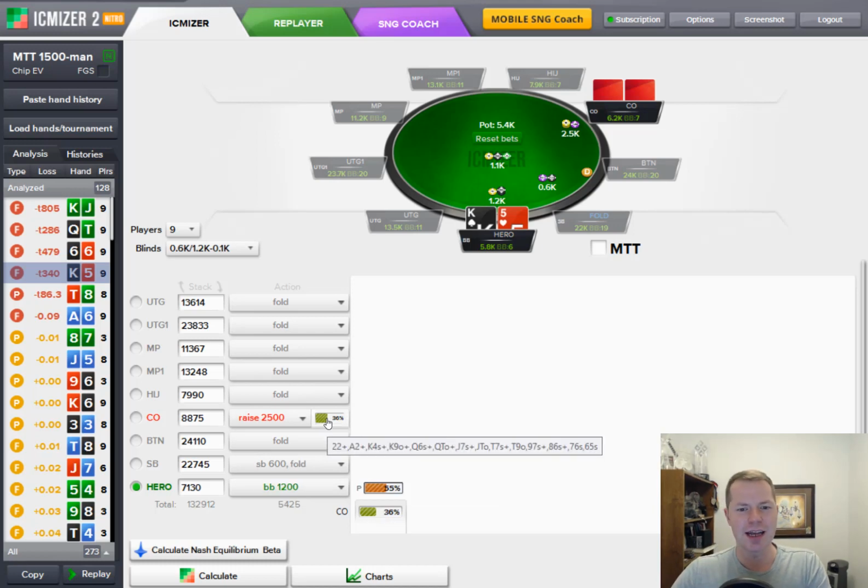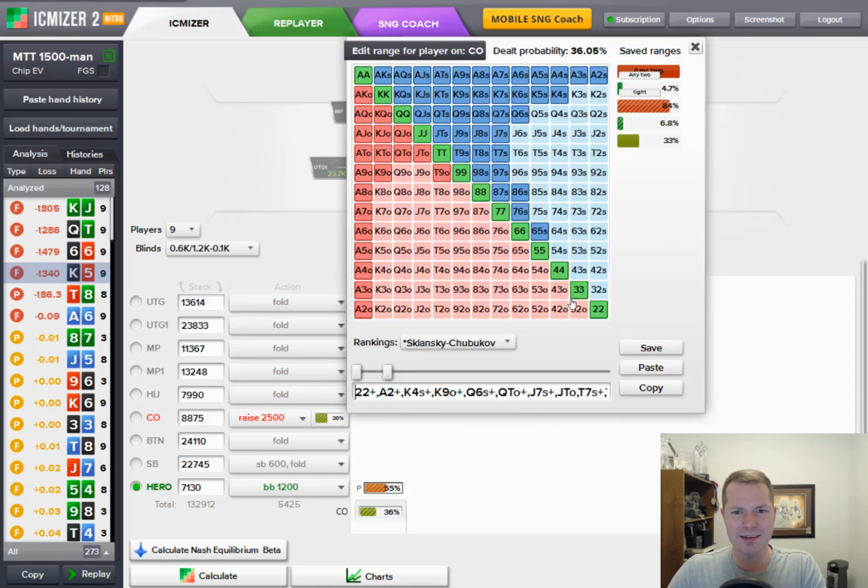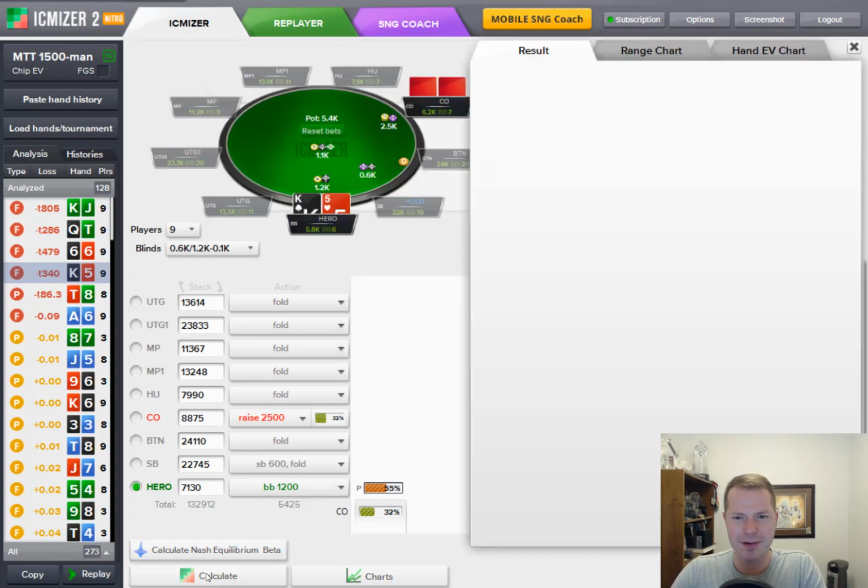So interestingly enough, it has the opponent raising this and then calling with all of it, as he should, because he's going to be getting great pot odds. The question is, though, is the opponent actually raising this wide? Let's say the opponent's a little bit tighter and see what happens.